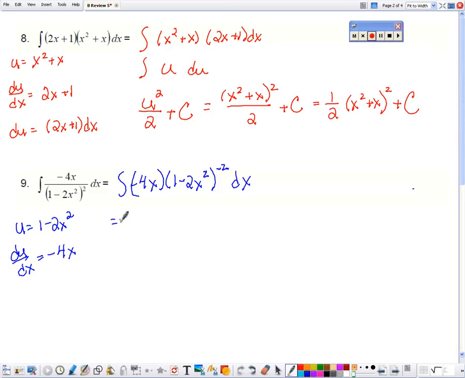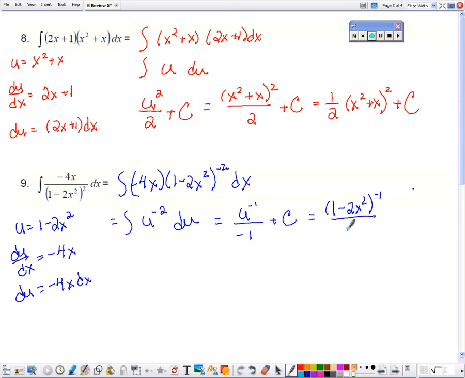So my integral can be rewritten as u to the negative 2 du. Because if I solve this for du, negative 4 times dx, so negative 4x dx is my du. Now finding the antiderivative, and I'm going to substitute back in for u. I'm going to clean this up. The negative exponent means move it to the denominator.